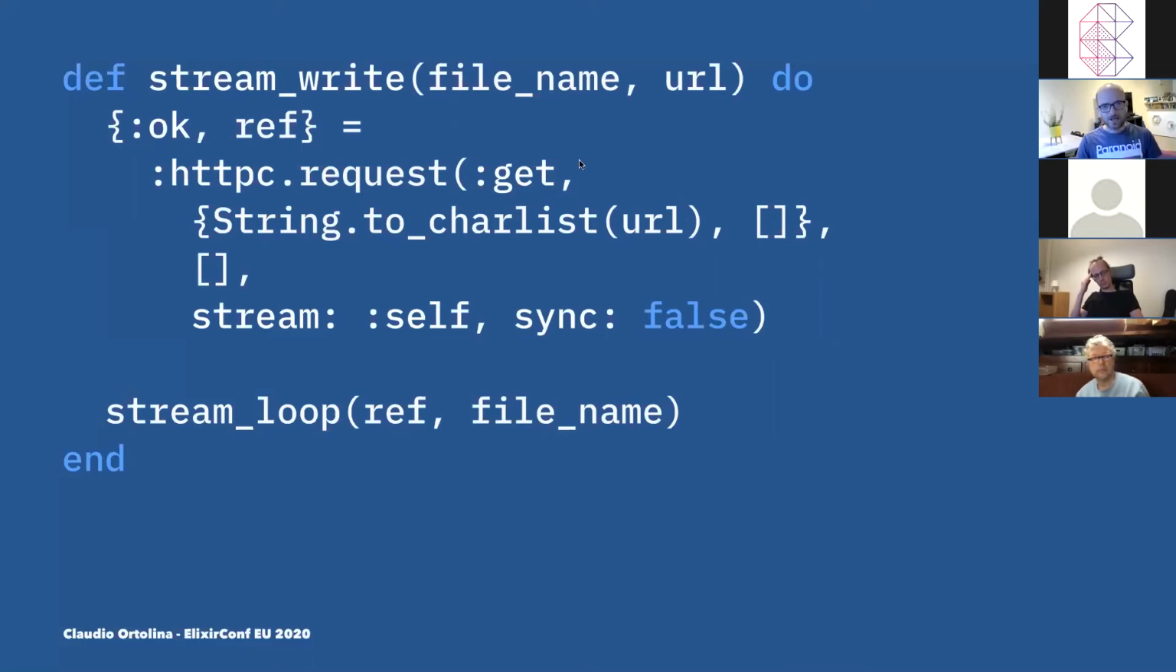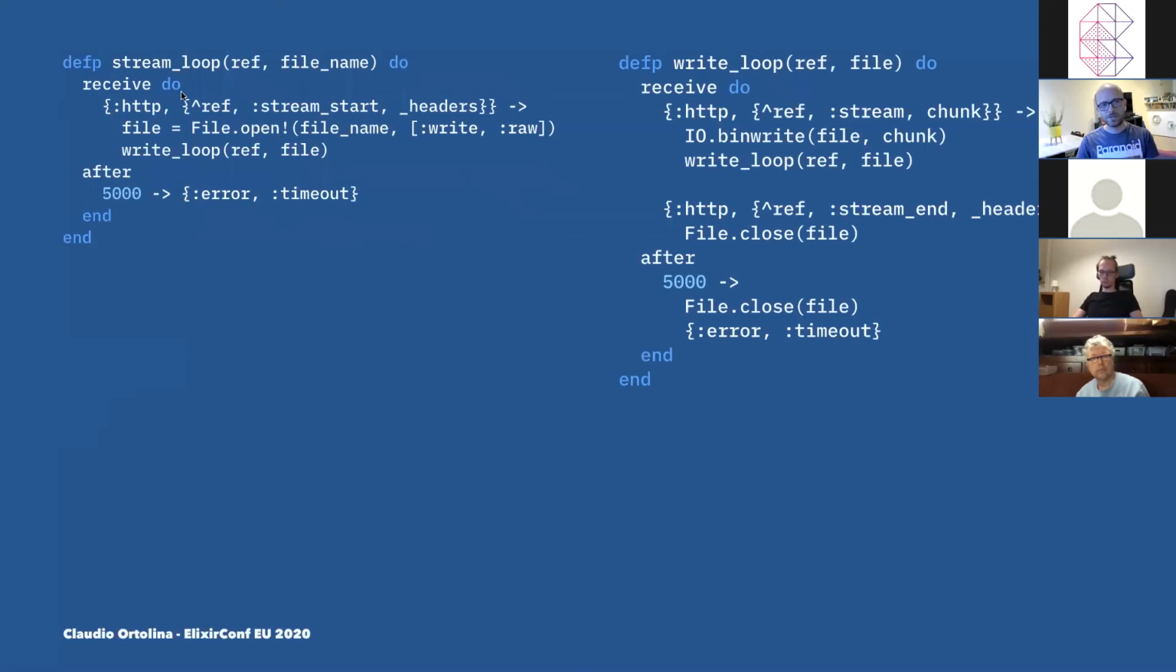So opening an async streaming interface to stream that file gives you back a reference. With that reference in mind, we can start a streaming loop, which is a receive loop, where you wait for the beginning of the stream, matching on the reference so that you are sure that you're processing a response for the request you opened. We open a file directly for writing. I'm going to talk about raw afterwards. And then we enter a write loop.